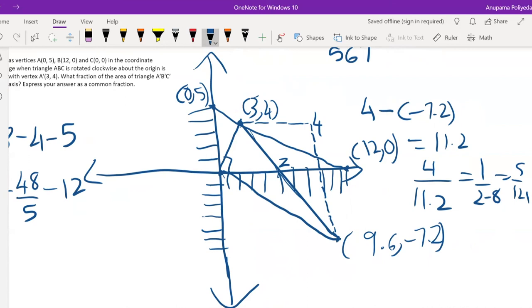So now we figured out what fraction of the triangle is positive, that is 5 over 14. So by that logic, what fraction is negative?